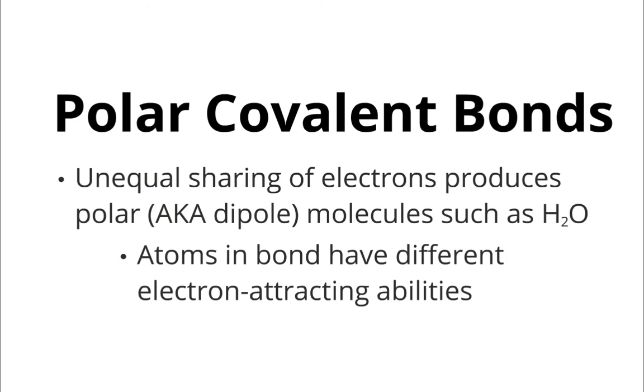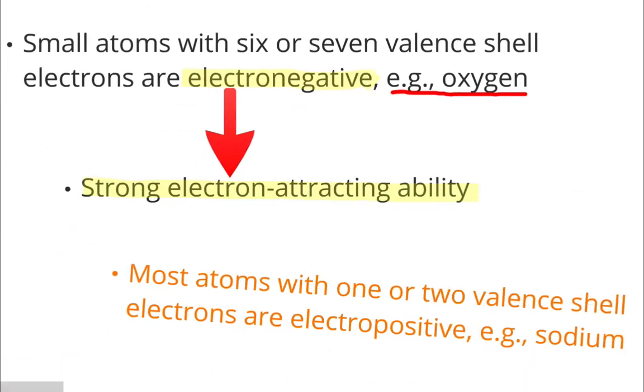Water is a great example, and this happens because atoms in this kind of bond have very different electron attractive abilities. We have two kinds of atoms in this sort of bond. One is often a small atom with typically 6 or 7 valence shell electrons. They're described as being electronegative, meaning that they've got a very strong attraction toward the electrons, and oxygen is a great example of an electronegative atom. Most atoms with only 1 or 2 valence shell electrons, like our hydrogen, for instance, are called electropositive. Sodium's also an electropositive atom.